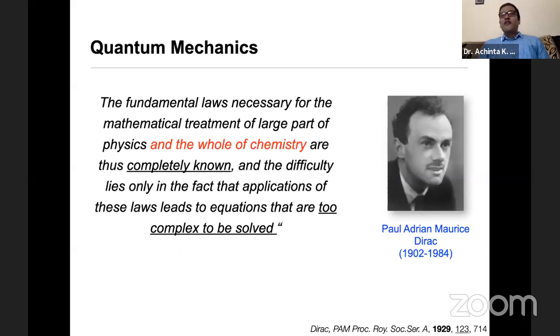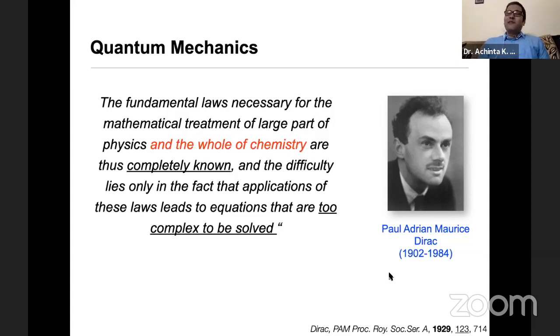And this is one of the very famous quotes of Paul Dirac, which even the Honorable Vice Chancellor was referring to: the fundamental laws necessary for the mathematical treatment of a large part of physics and the whole of chemistry are thus completely known, and the difficulty only lies in the fact that application of these laws leads to equations that are too complex to be solved. So that means everything is there. We know that they are present, only the equations are difficult. So it's almost a problem of time and labor.